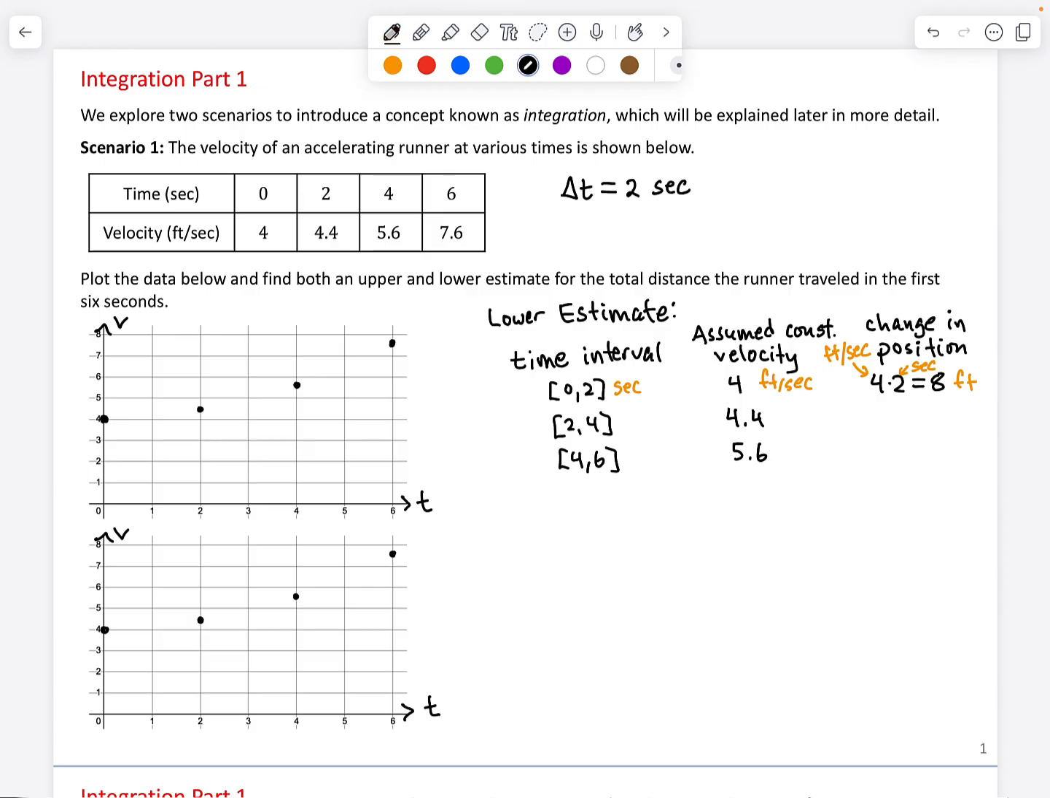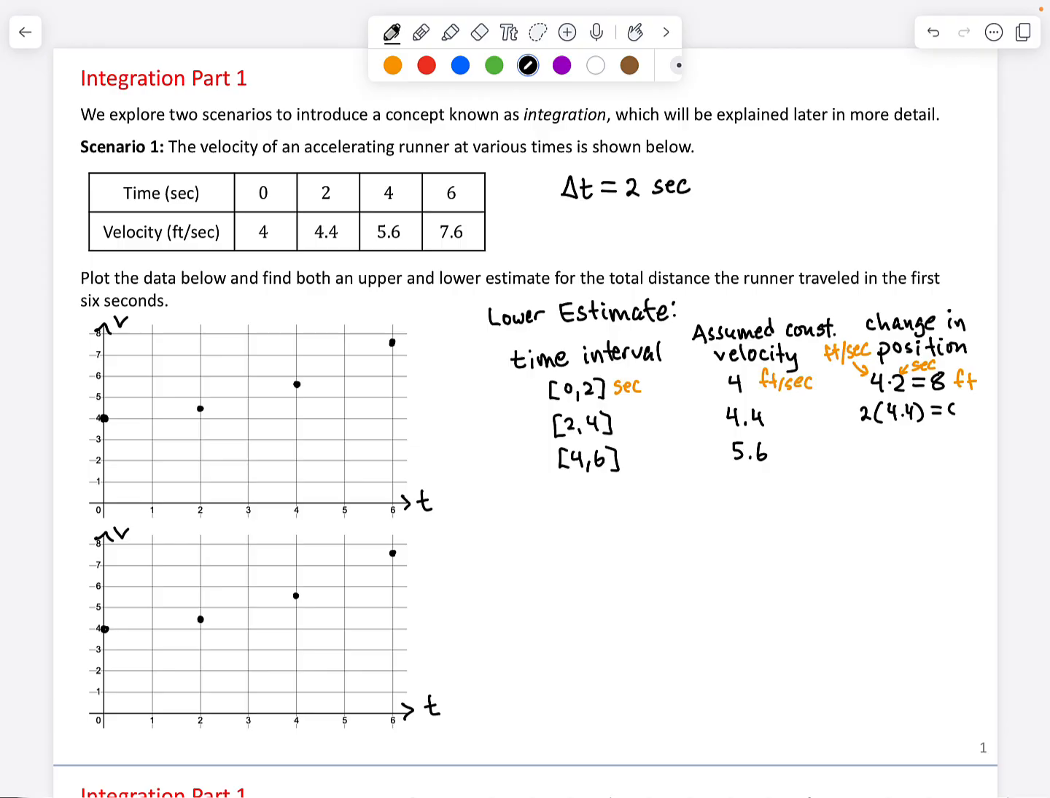For the next time interval, we do 4.4 times 2, and that gives me 8.8 feet. And on the third time interval, we do 2 times 5.6 to get a change in position of 11.2. So add these 3 numbers up, and we get 28 feet is an underestimate or lower estimate of the distance gained for time between 0 and 6 seconds. So in other words, in the first 6 seconds.